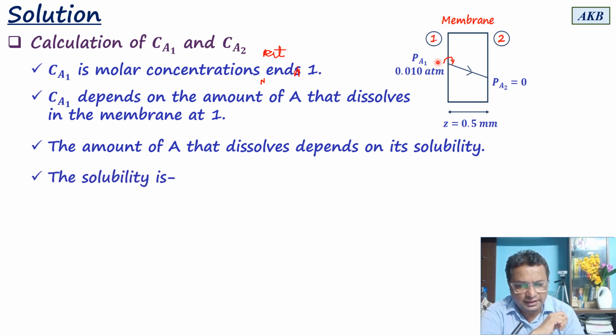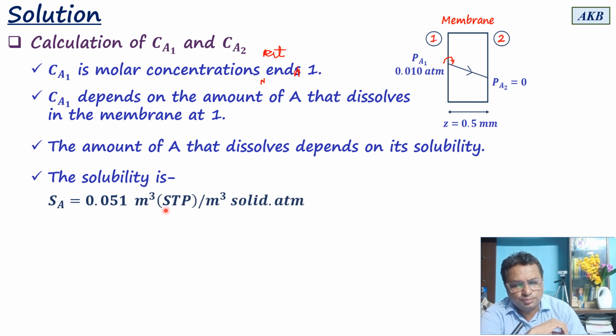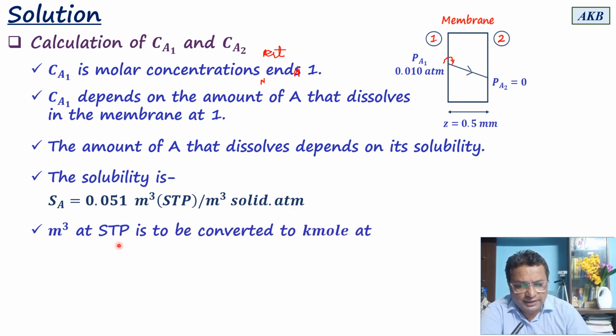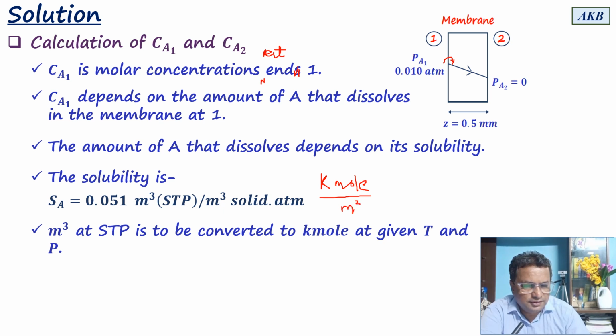The solubility is given to us. It is 0.051 meter cube measured at STP per meter cube of solid per atmosphere. Our task is to convert this. In the end, we need to have kilomole per meter cube, because the concentration will be given in kilomole of H2 per meter cube of solid.